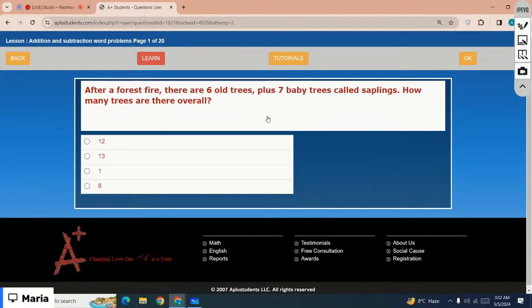I think that's the same one. After a forest fire, there are six old trees plus seven baby trees called saplings. How many trees are there overall? So, which is the correct option?